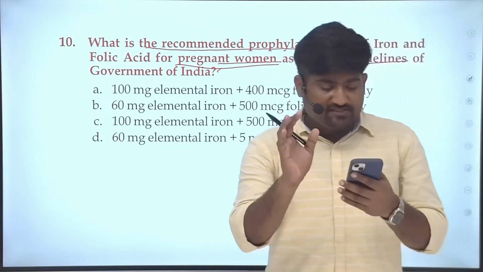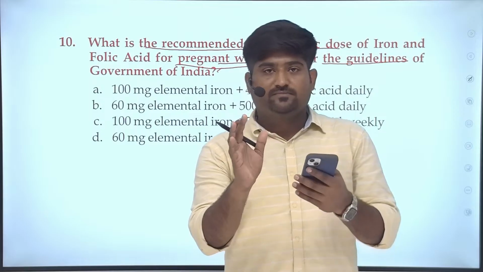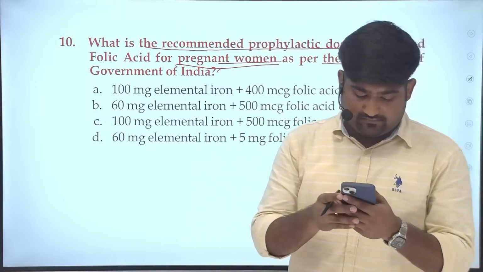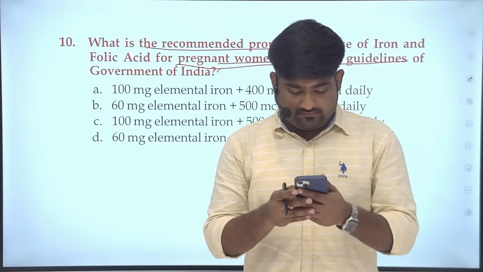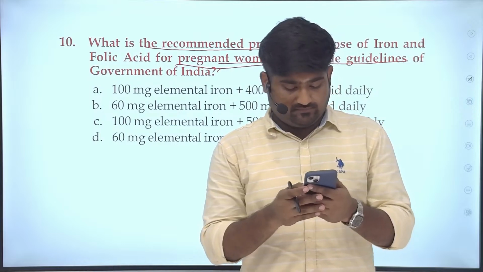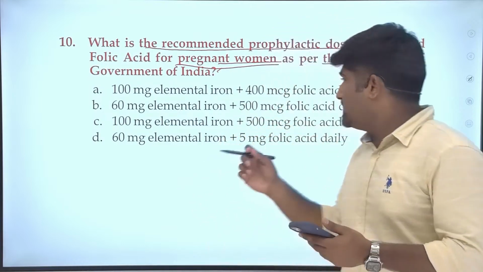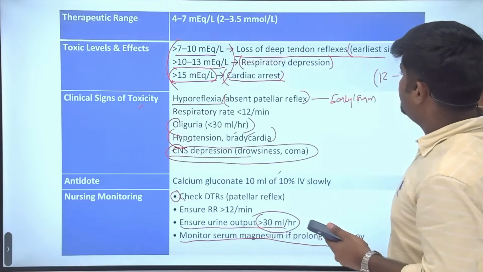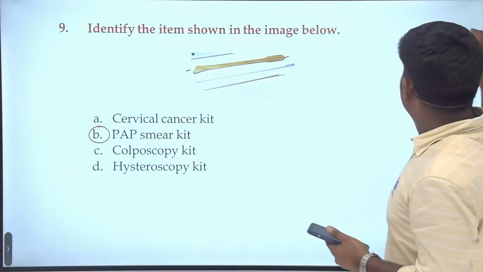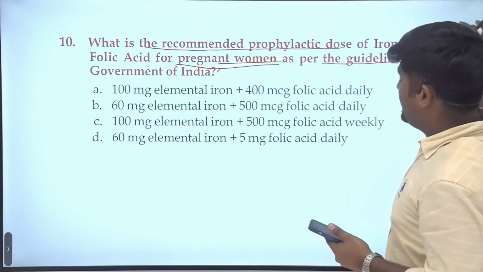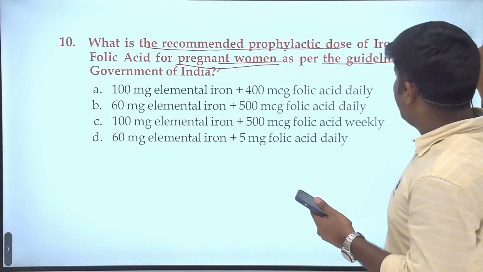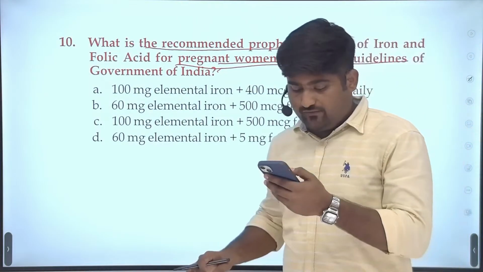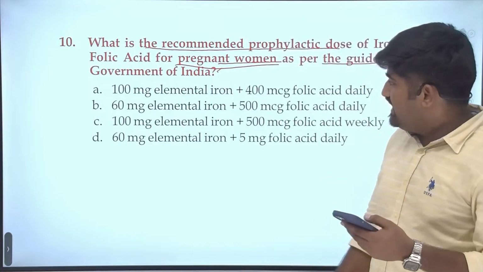First sign of toxicity is... I have told, that is DTR reflexes. See, hyperreflexia will not be there, it is hyporeflexia. Already I have told. It is B, right.